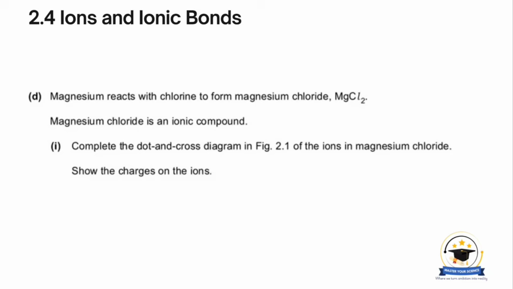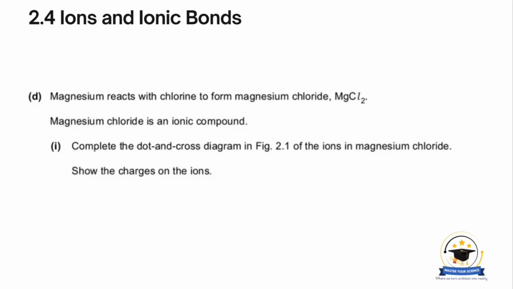This question says magnesium reacts with chlorine to form magnesium chloride. Magnesium chloride is an ionic compound. Complete the dot and cross diagram in figure 2.1 of the ions in magnesium chloride. Show the charges on the ions.